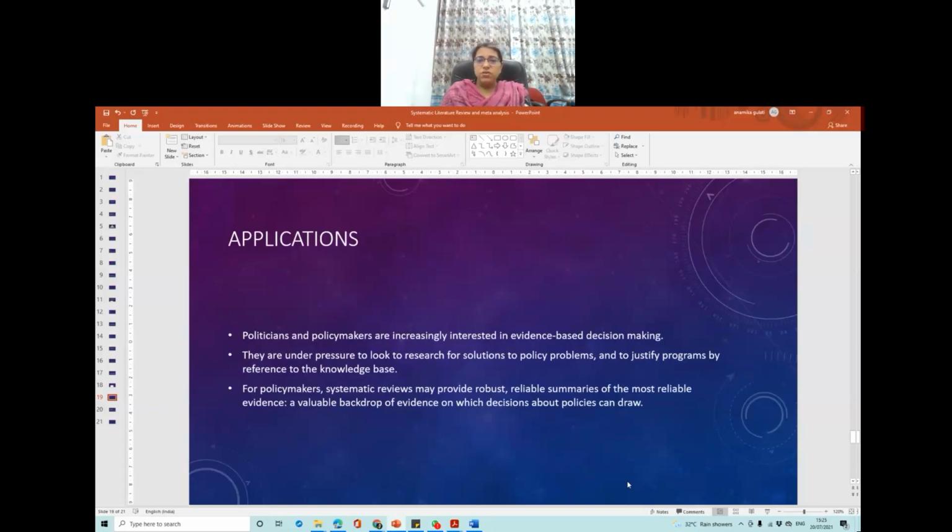So they are under pressure to look to research for solutions to policy problems and to justify programs by reference to the knowledge base. This is very important nowadays. So for policymakers, systematic reviews may provide robust, reliable summaries of the most reliable evidence, a valuable backdrop of evidence on which decisions about the policy can draw.